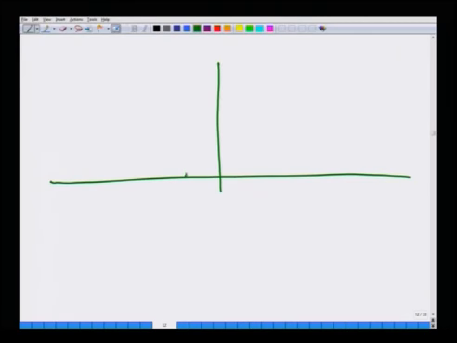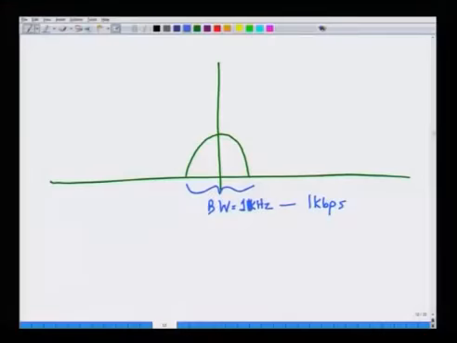Previously, I had a signal of bandwidth 1 kilohertz corresponding to 1 kilobits per second. Now, I am taking this and multiplying it with the chipping sequence, which is the code, which is 1, 1, 1, 1 or 1, minus 1, minus 1, 1 and so on. That has resulted in increasing the bandwidth from 1 kilohertz to 4 kilohertz.